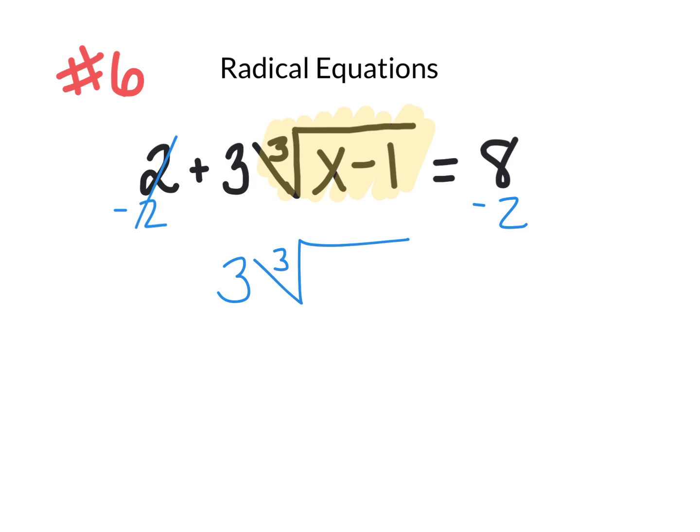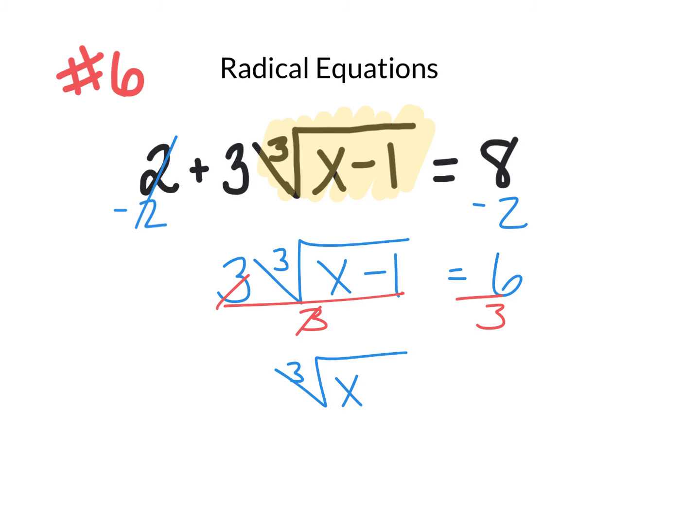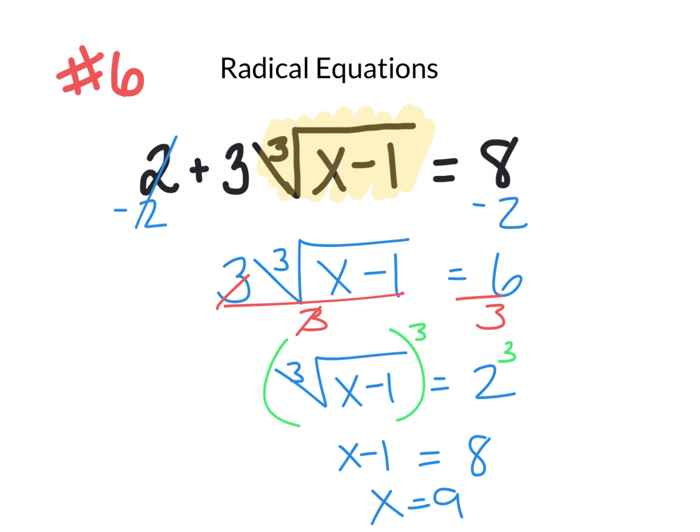So 3 times the cube root of x minus 1 equals 6. Now I'm going to get rid of the coefficient of 3 by dividing by 3, which gives me the cube root of x minus 1 is equal to 2. And now I do inverse operations. The opposite of the cube root is cubing. So cube both sides, which leaves me with just the radicand, x minus 1 equals 8. Final step, add 1 to both sides, and I get x equals 9.